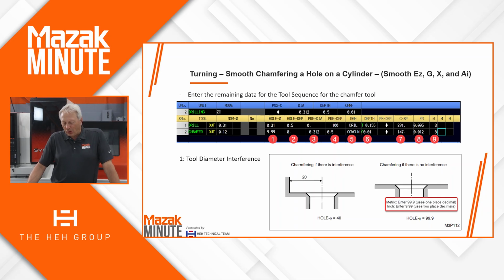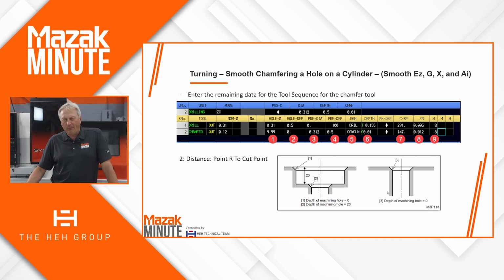So what we need to do is double the radius. On the right side picture, what you're seeing is that if there is no interference, a lot of times I see customers putting a 0 there, but that's telling you that the interference is right on top of the hole. What we need to do is put a large number in there. If we're doing metric, you would put 99.9, a 1-place decimal, or in inch, which is most common, you're going to go ahead and enter 9.99, a 2-place decimal.